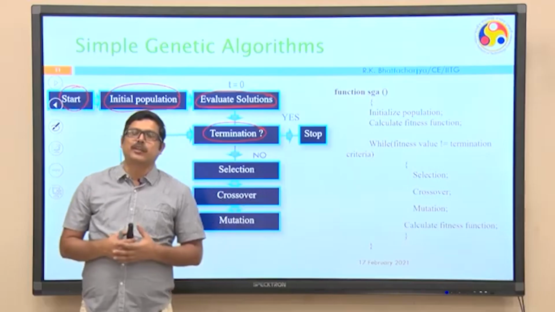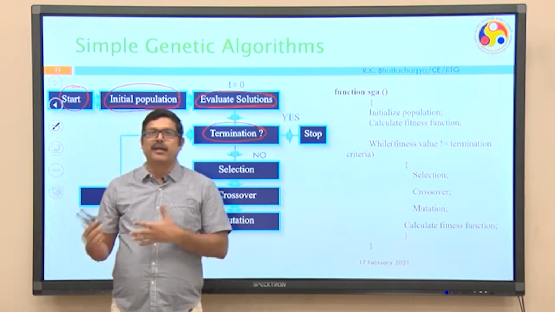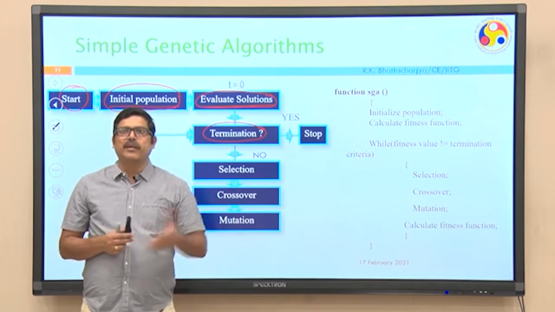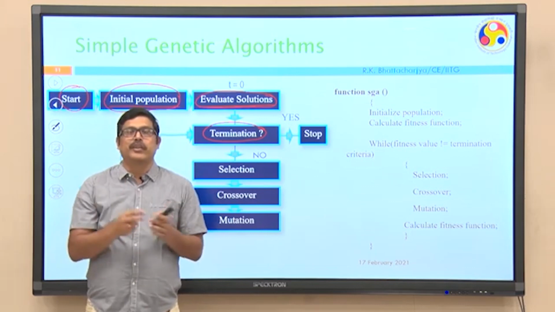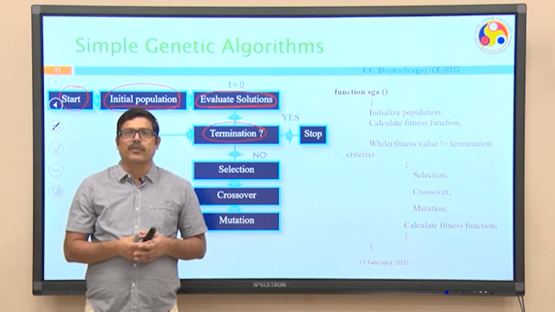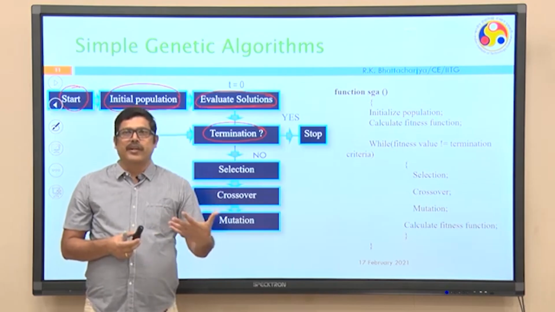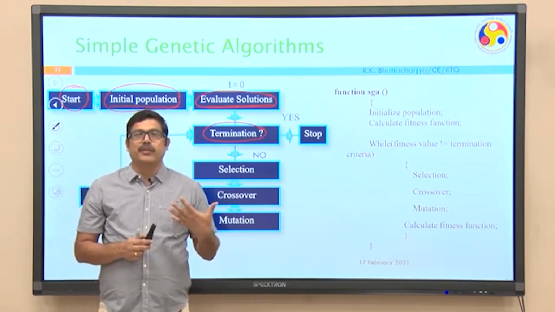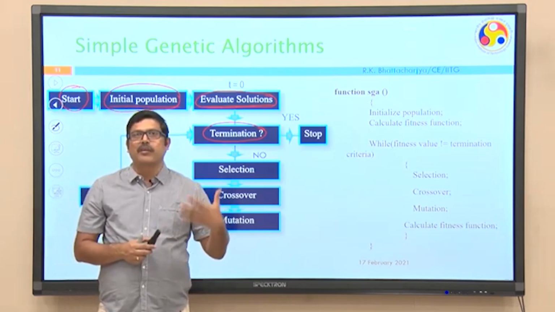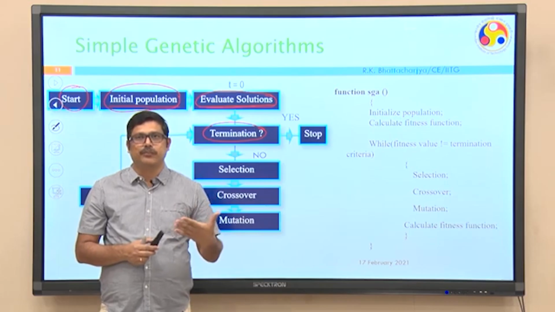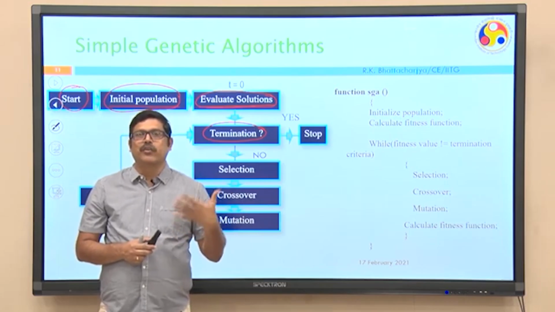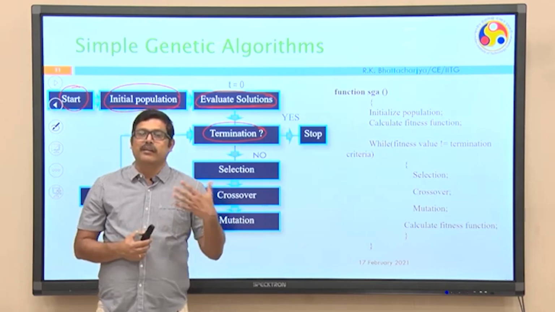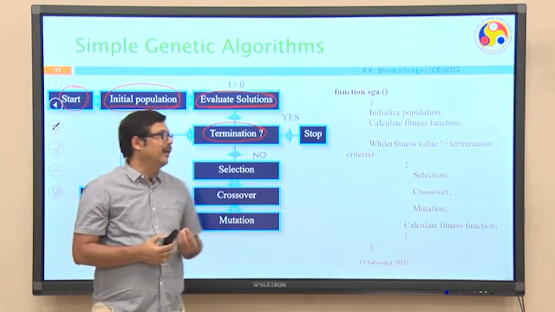Now what should be the termination criteria? I will discuss this in detail in some of the classes. But one criterion may be the number of iterations, which we call generations. We call it generation, but it is nothing but the iteration. So the number of iterations can be a termination criterion: I would like to iterate for 100 iterations, or 500 iterations, or 50 iterations, something like that.